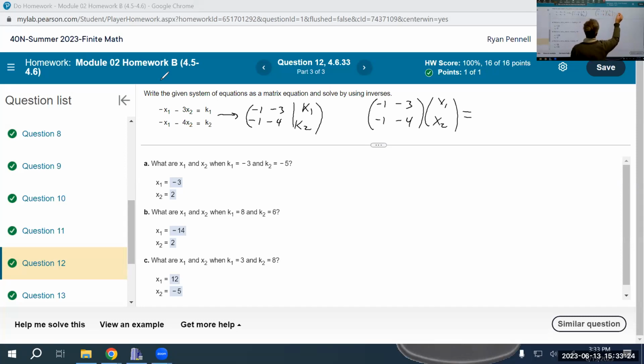Variable vector. Then we have our solution. And they're giving me different solutions. So they're saying, what if K1 and K2 equal this? What if it equaled this? What if it equaled that? Well, if we come up with our inverse, we can solve for it with whatever they give us.